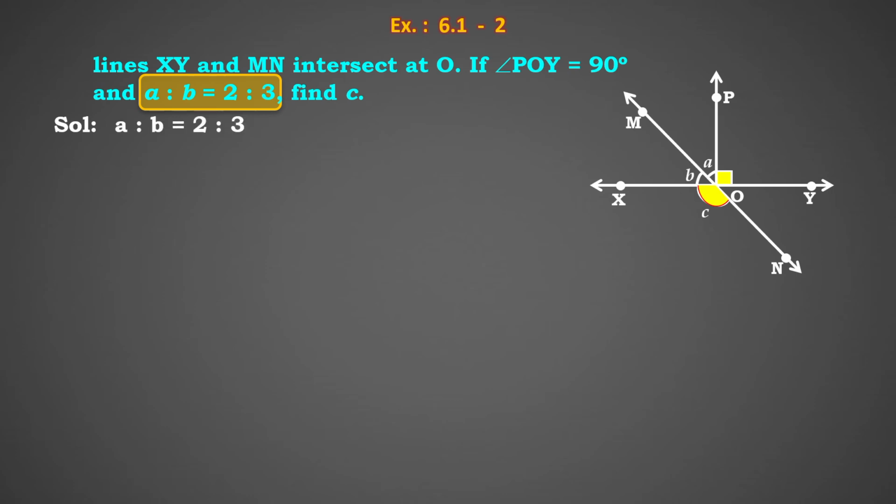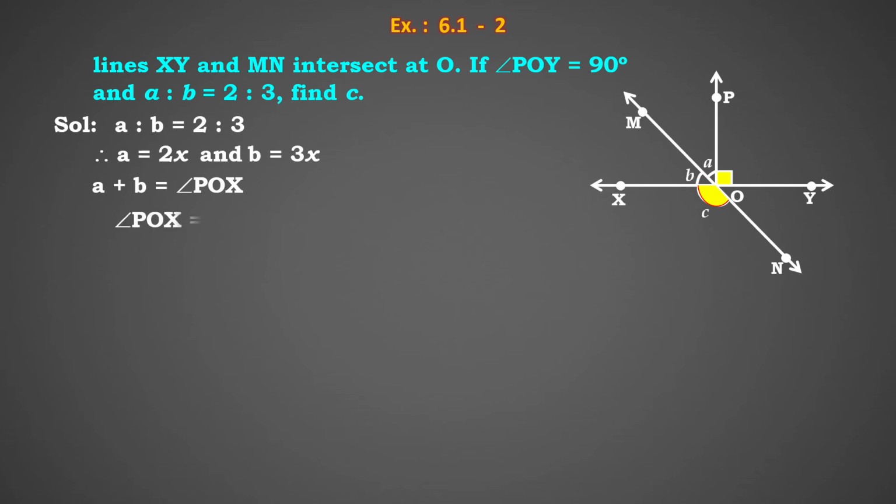Solution. a is to b equal to 2 is to 3. Therefore, a equal to 2x and b equal to 3x. a plus b equal to angle POX. Angle POX equal to 90 degree because angle POX plus angle POY equal to 180 degree.